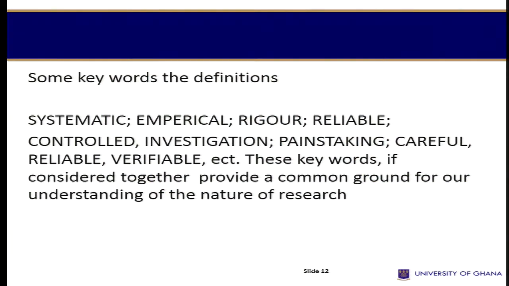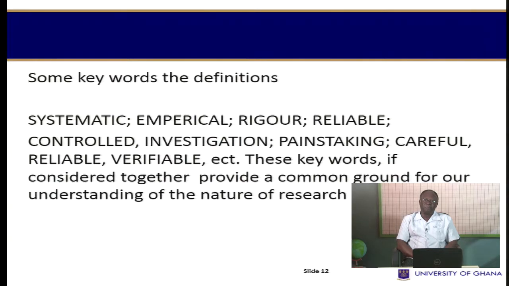In order to understand the meaning of research, therefore, we should bring together a number of definitions and determine the thread that runs through all these definitions. By so doing, we will be able to understand the subject matter. Did you take a look at the keywords I asked you to look at? Some of these keywords are systematic, empirical, rigor, reliable, controlled, investigation, painstaking, careful, verifiable, etc. These keywords, if considered together, provide a common ground for our understanding of the nature of research.